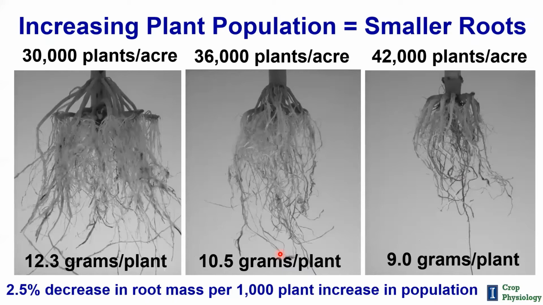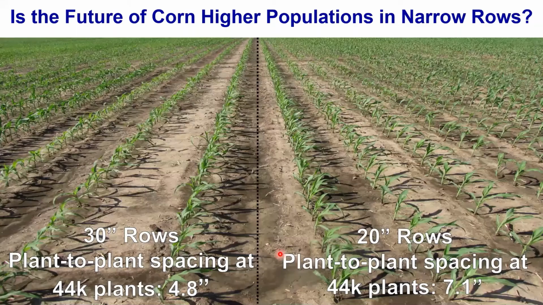So future crop production is really going to take a shift towards how we can manage more plants and increase yield, and that's exactly what my PhD work is focused on. One of these strategies, which we've been looking at for the last 5-6 years, is narrowing row spacing. So here I have 44,000 plants per acre in a 30-inch row system, which is standard for us here in Illinois. And here I have the same density, 44,000 plants per acre, in a 20-inch row system.